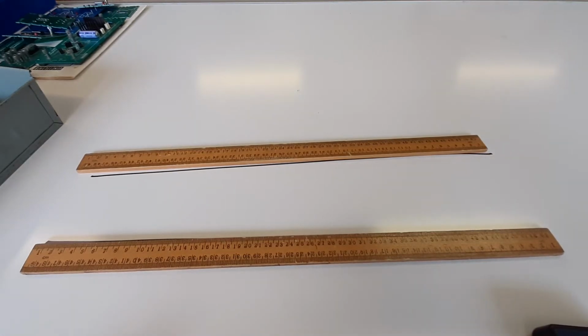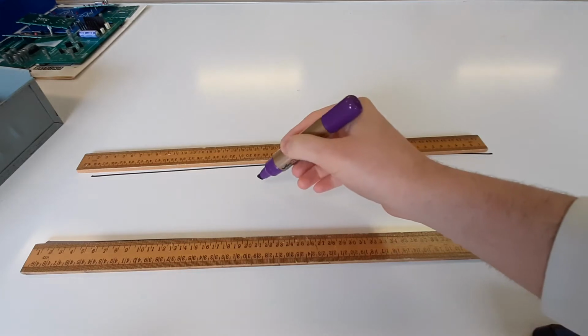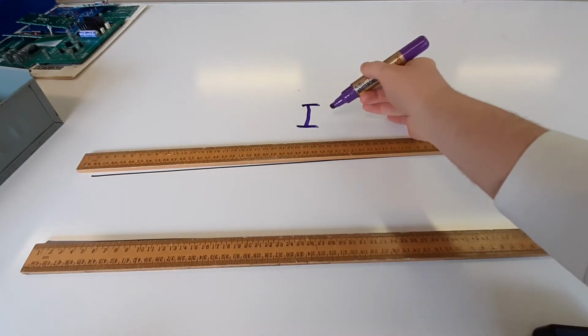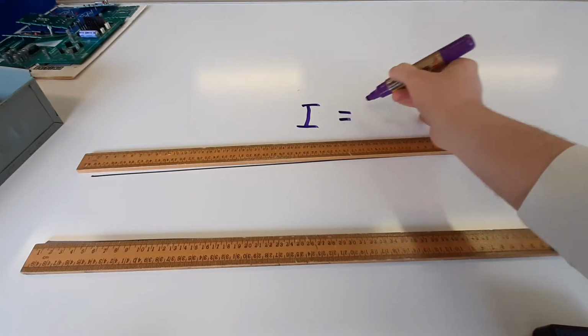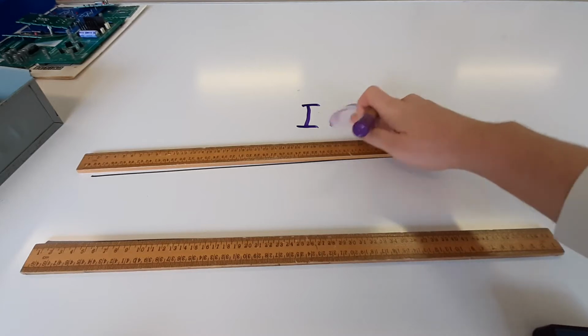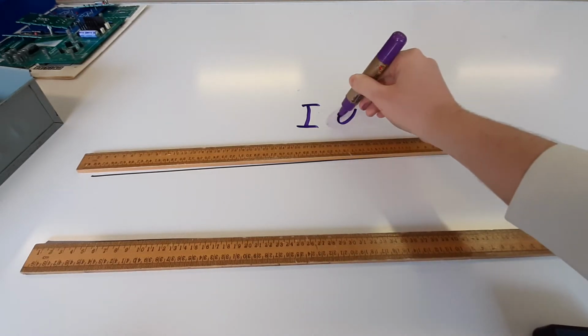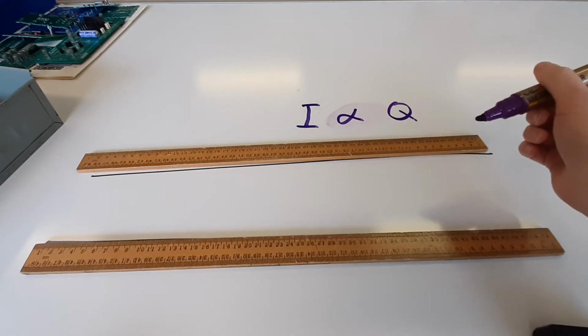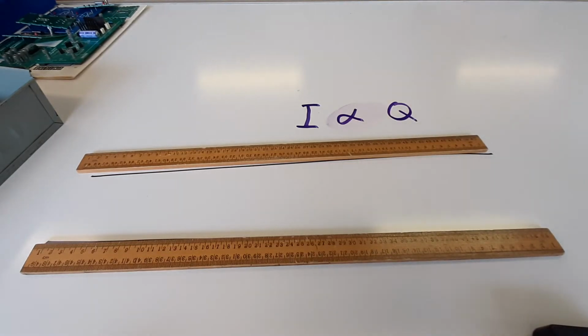Now we've got another component in this one, but we're just going to write that down. So current, which is given to us by the formula: I, or the symbol I, is going to be proportional to the amount of charge. Now we want to change this out for an actual proper formula.